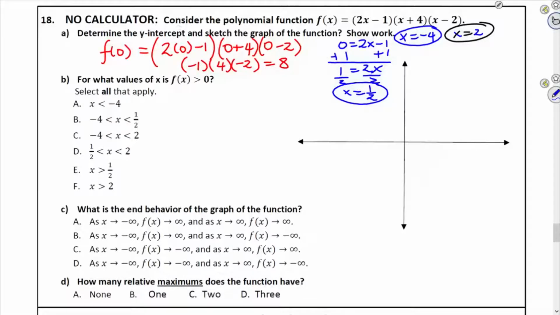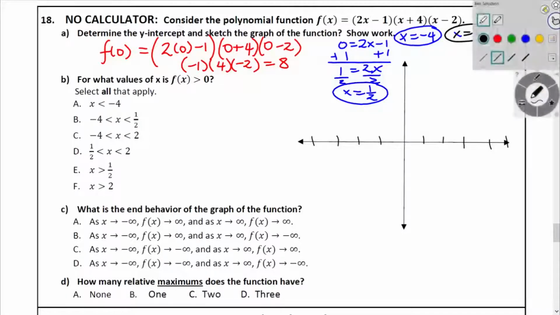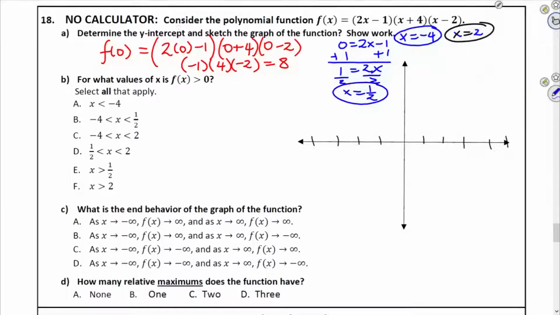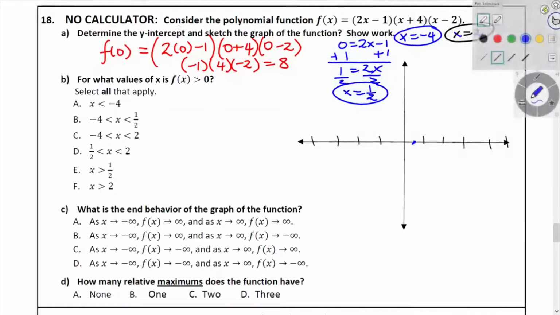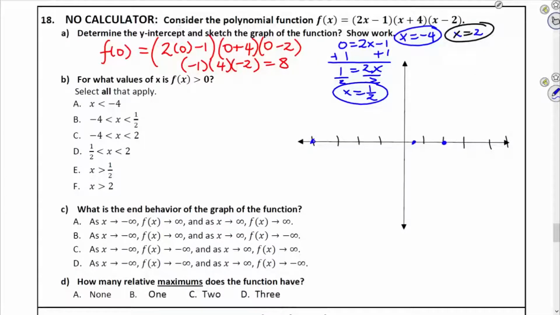Okay? All right. So I'm going to make a little grid for myself. Not the most equally spaced, but it'll do. So putting in those x-intercepts, I don't want it to be that skinny. There we go. And negative 4, 1, 2, 3, 4. And x equals 2, I get that point right there. Okay, and it's negative 4, 1/2, and 2.